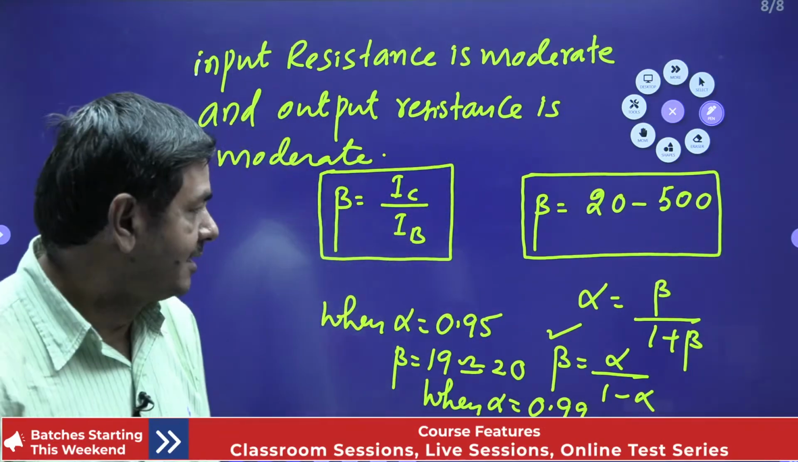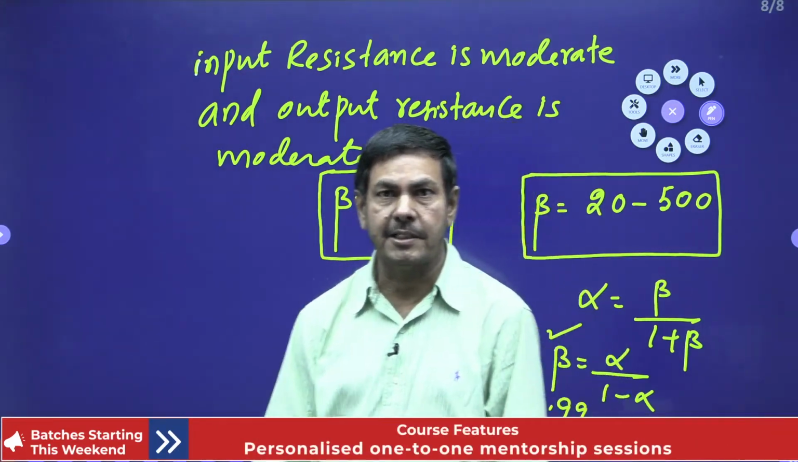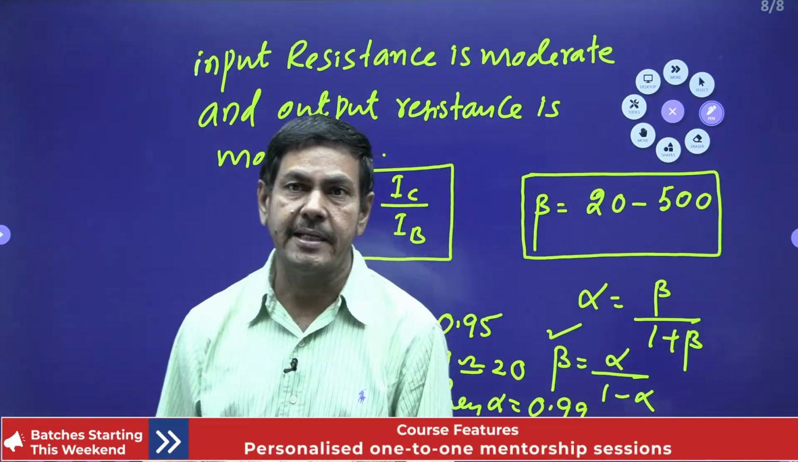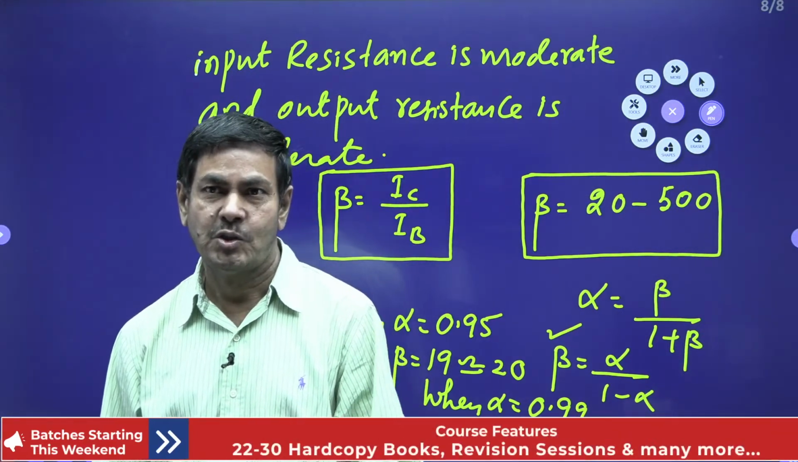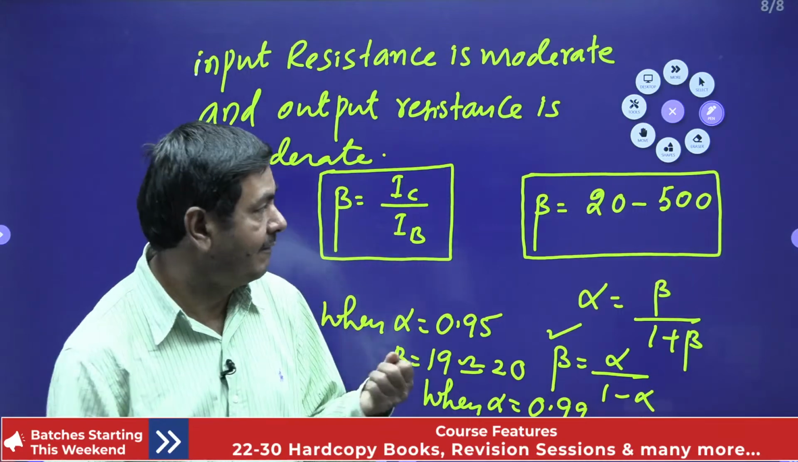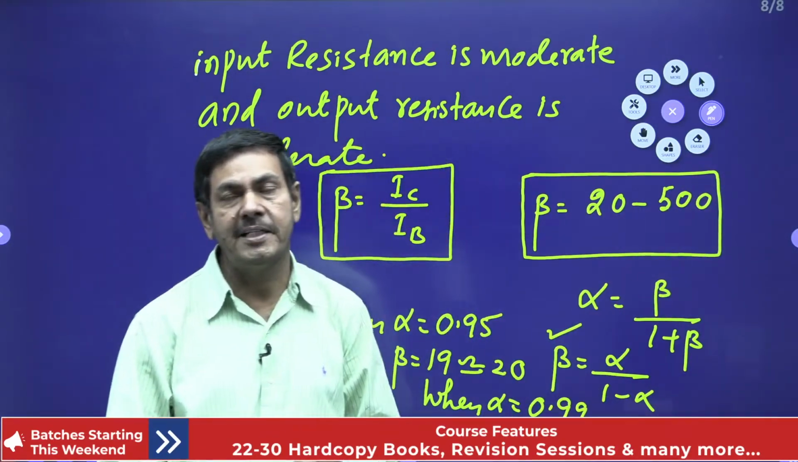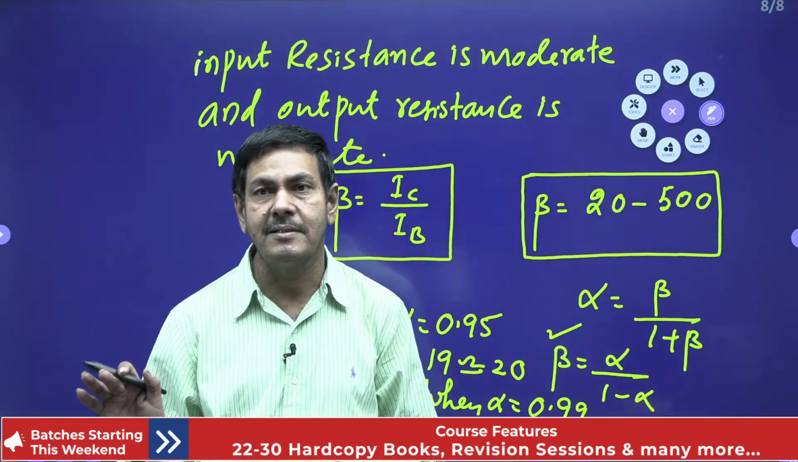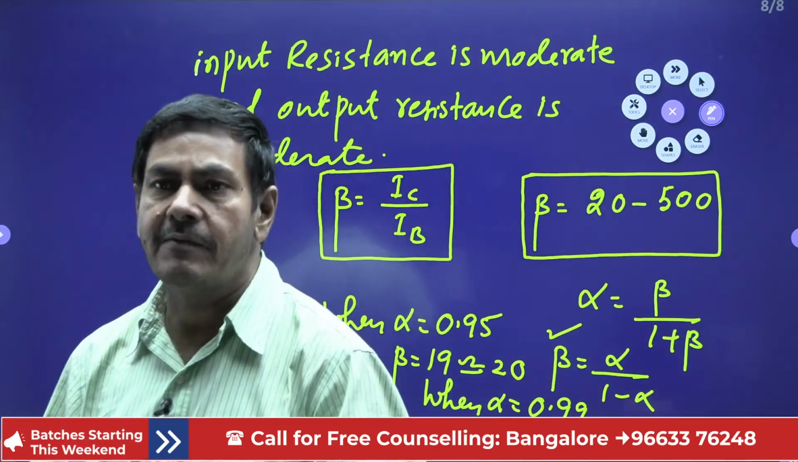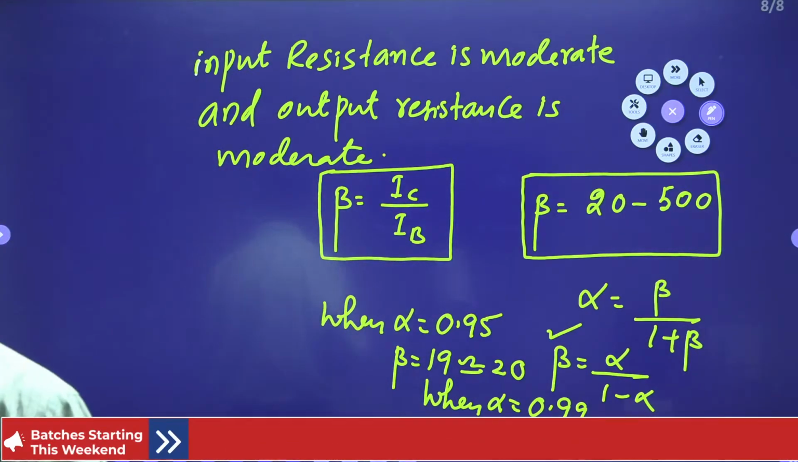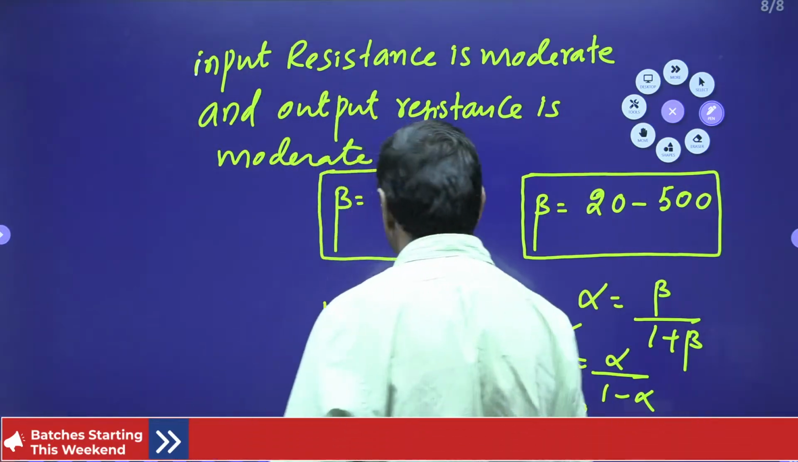So anybody who wants to design a common emitter configuration has to take the initiative to maintain the range of beta within 20 to 500. If you maintain that, it is a good and worthwhile gain. Understand my point now. In such a way the value of beta is to be calculated. This is common emitter configuration.